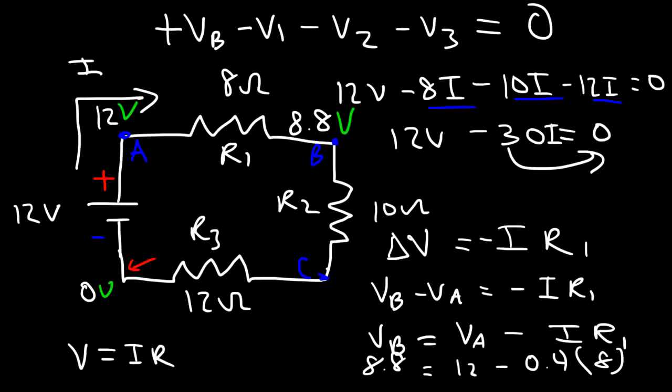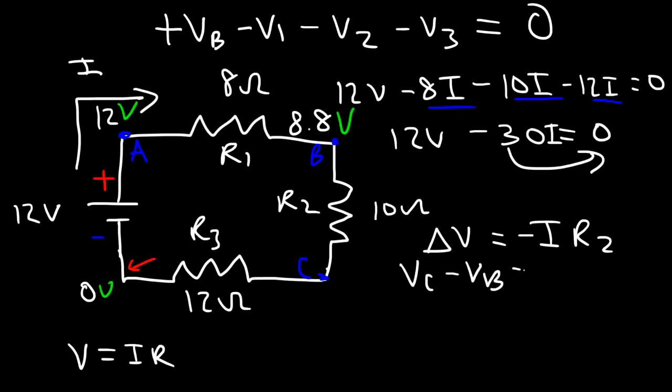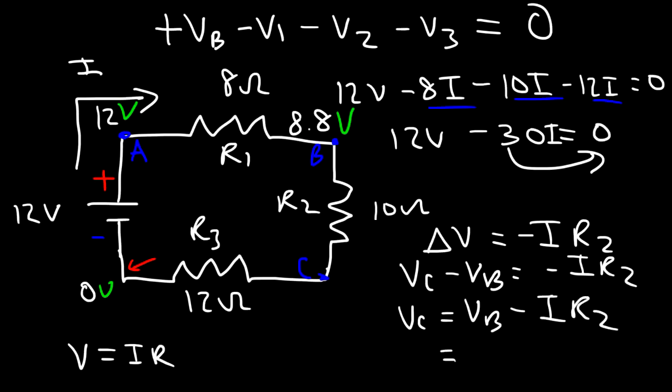Now let's do the same thing for point C. So we could start with this equation. Now this is going to be VC minus VB, and that's equal to negative I R2. So the potential at C is going to be the potential at B minus I R2. So at B it's 8.8, and the current is 0.4, and R2 is 10. So if you type in 8.8 minus 0.4 times 10, this will give you 4.8 volts. And so that's the potential at C.